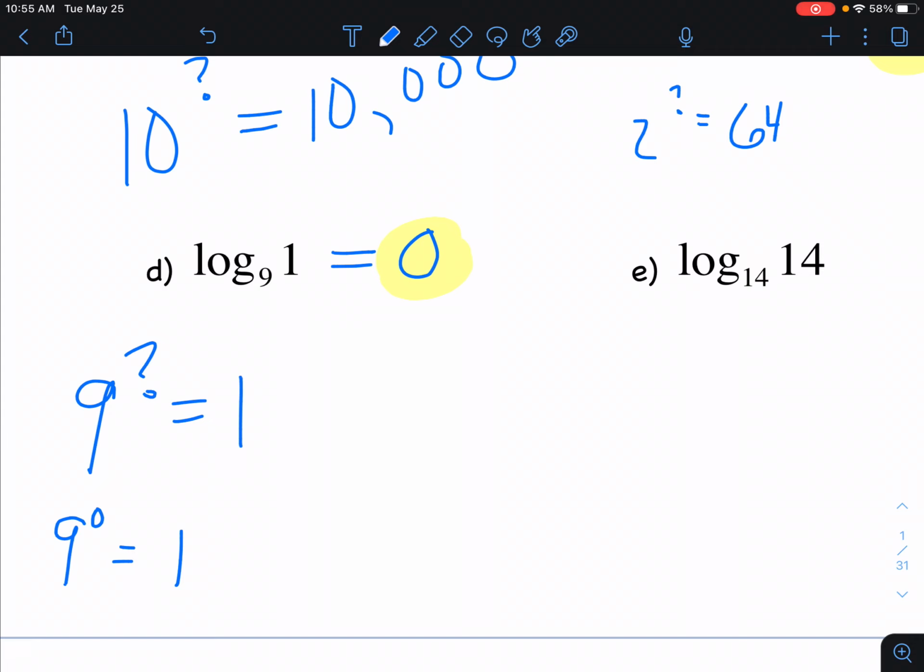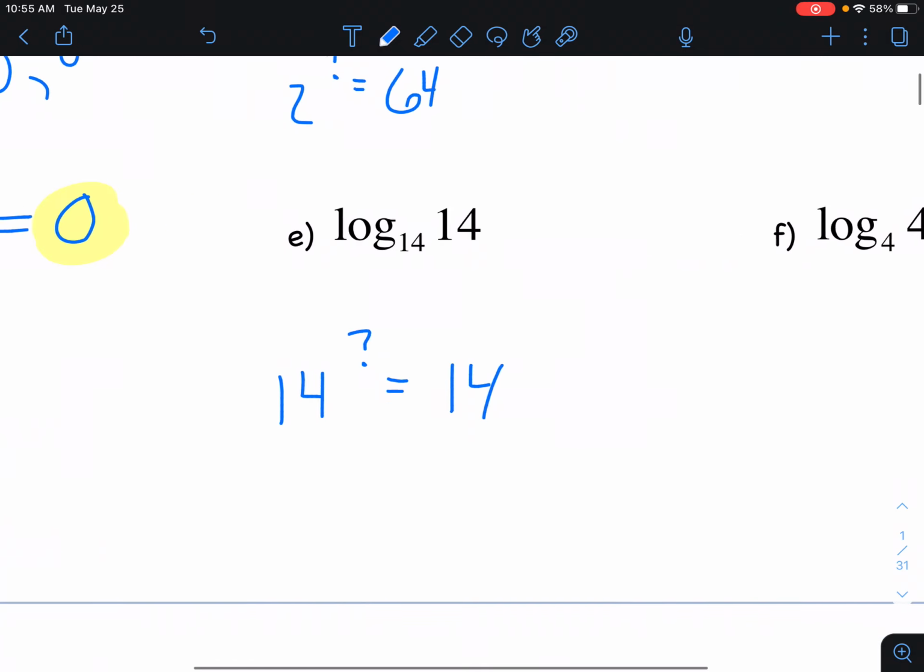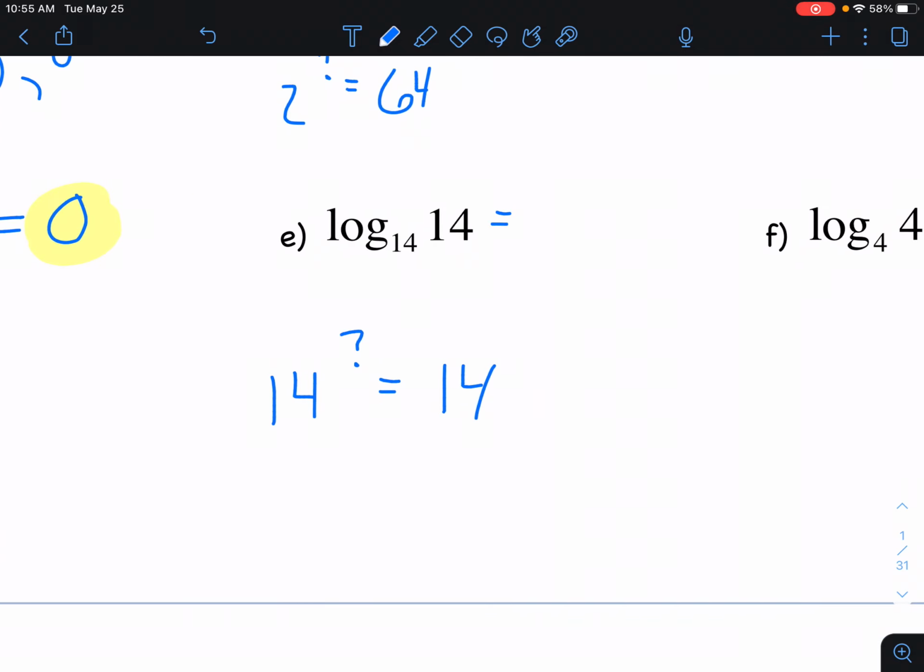Okay, letter E, log base 14 of 14. So 14 to the power of what is 14? Well, that's easy. It's 1. 14 to the power of 1 is 14. Very easy here. Again, we're thinking in terms of exponents.